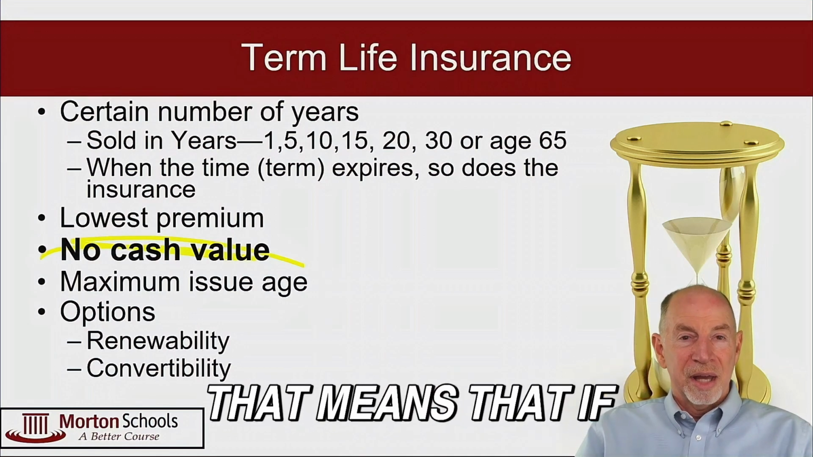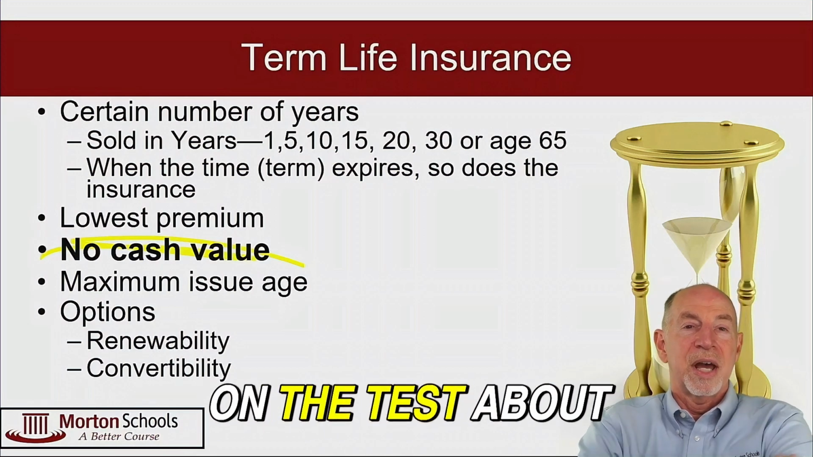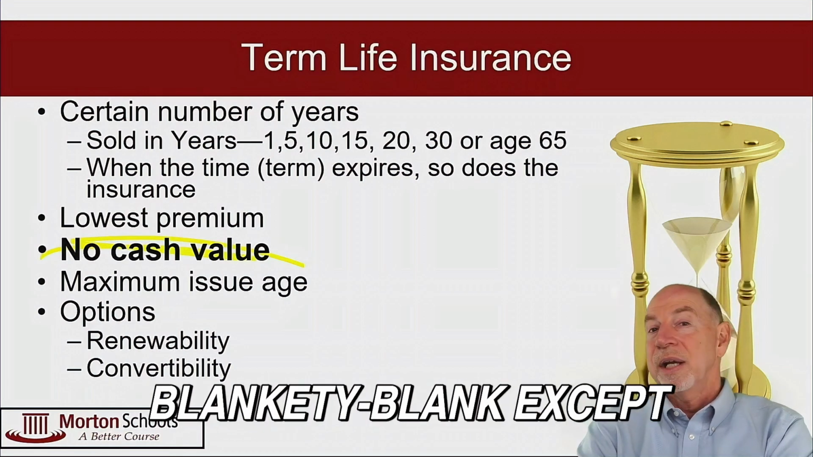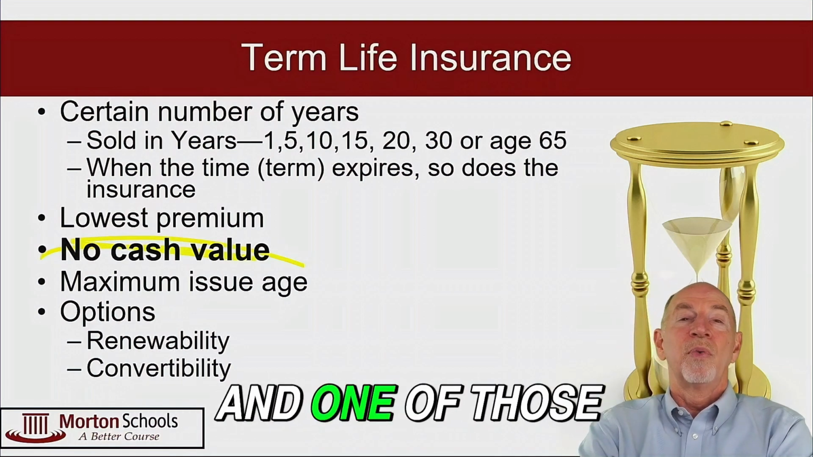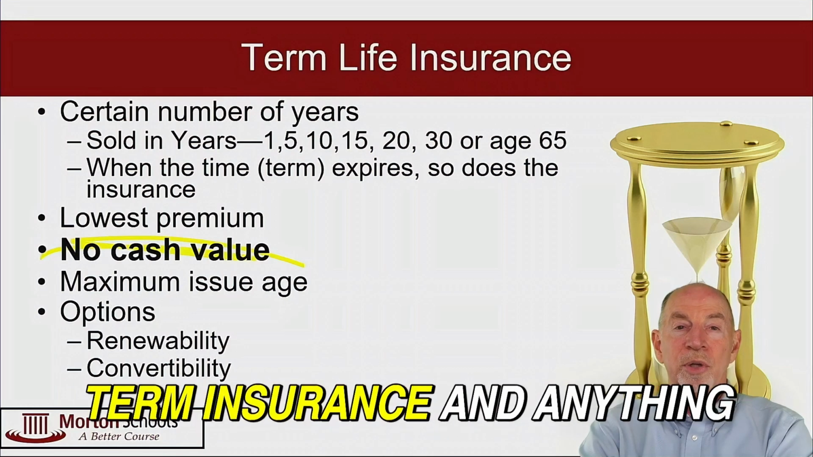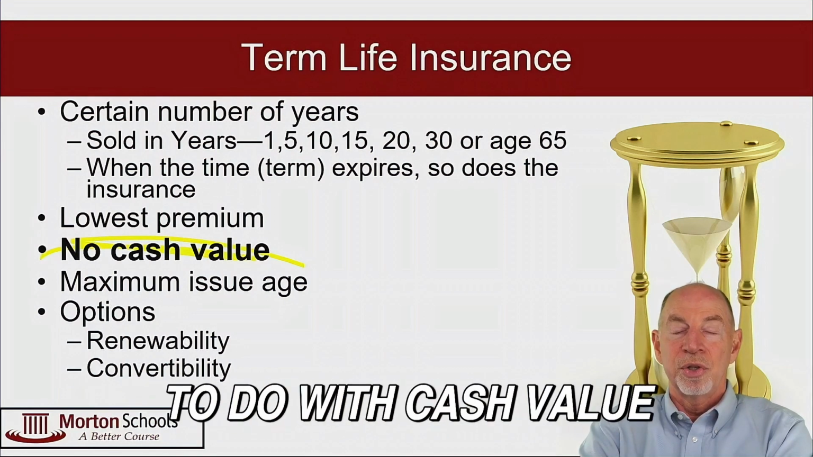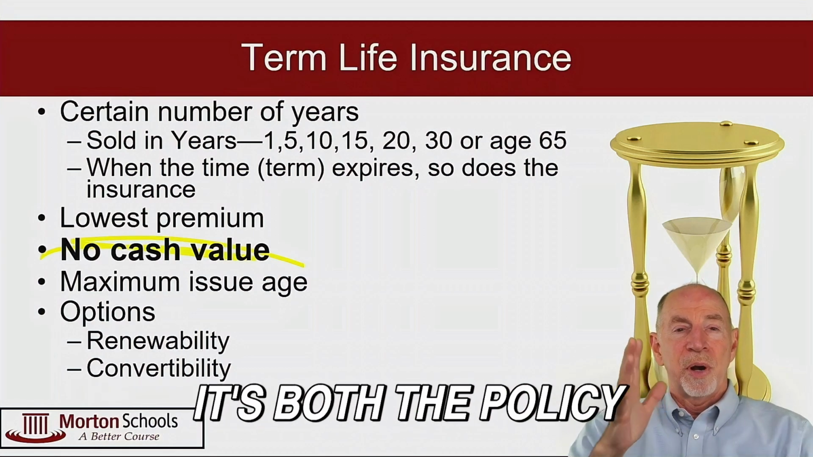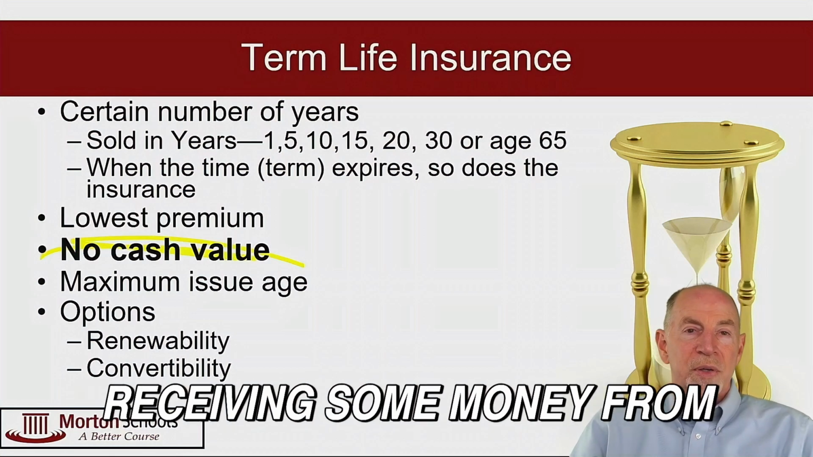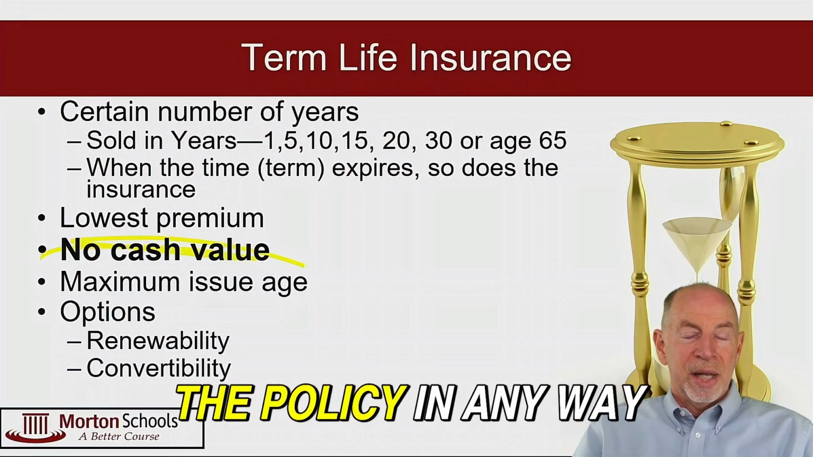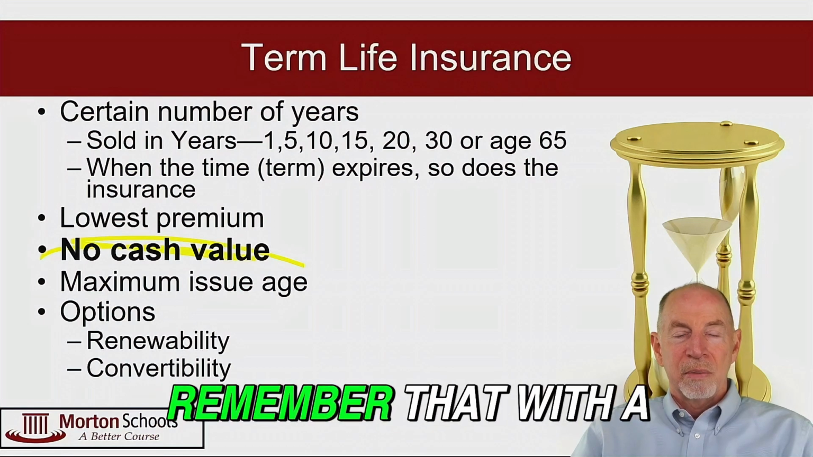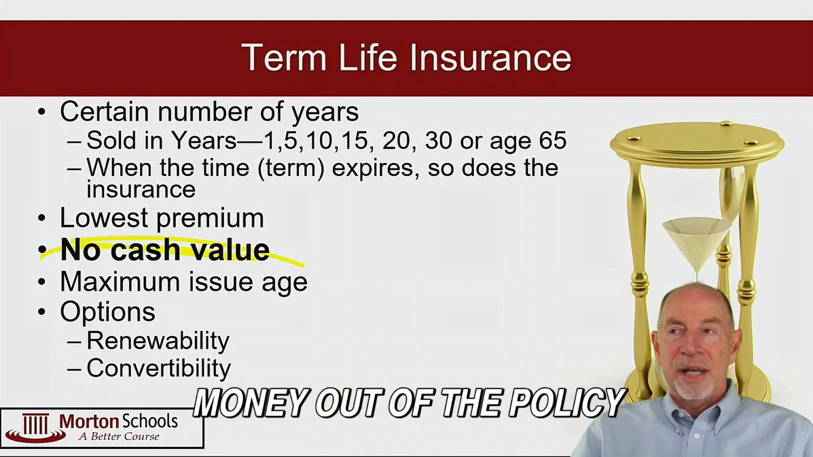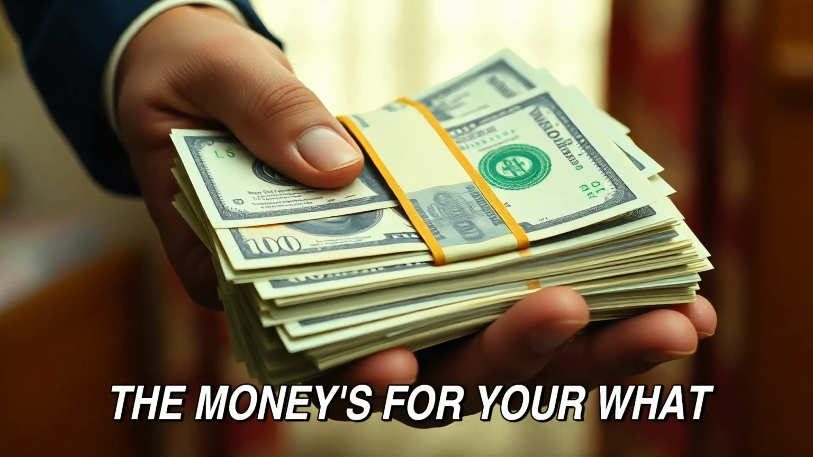So that means that if you see a question on the test that says blankety blank, except, and one of those answers talks about term insurance and anything to do with cash value, that would mean what? That would mean somebody, the policy owner or the insured, receiving some money from the policy in any way, shape, or form. Remember that with a term policy, does the owner of the policy get any money out of the policy? The answer is no.